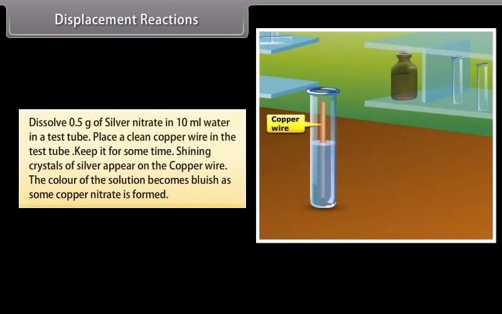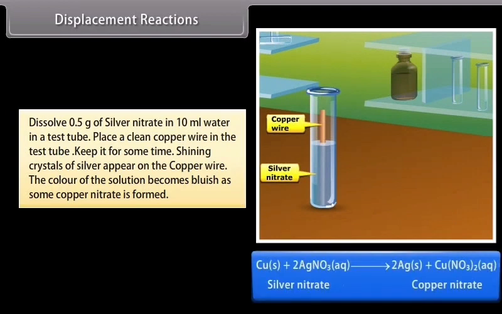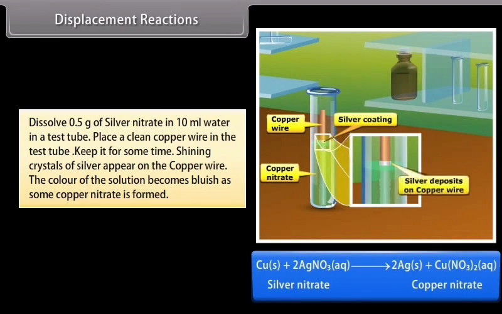Dissolve 0.5 gram of silver nitrate in 10 ml water in a test tube. Place a clean copper wire in the test tube. Keep it for some time. Shining crystals of silver appear on the copper wire. The color of the solution becomes bluish as some copper nitrate is formed. Cu plus 2AgNO3 gives 2Ag plus Cu(NO3)2.